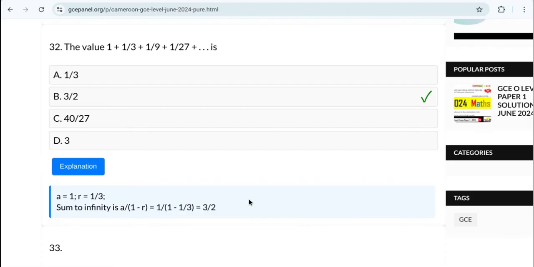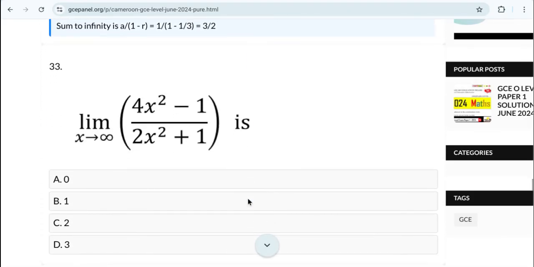Question 33. The limit as x tends to infinity of this expression. Since we have fractions, a numerator and a denominator, and we are looking at the limit at infinity, we will just consider the most important term for the numerator, because as x tends to infinity, 4x squared minus 1, when you subtract 1 from infinity, it will not change anything. So 4x squared minus 1 is approximately just 4x squared, the most important term for the numerator.